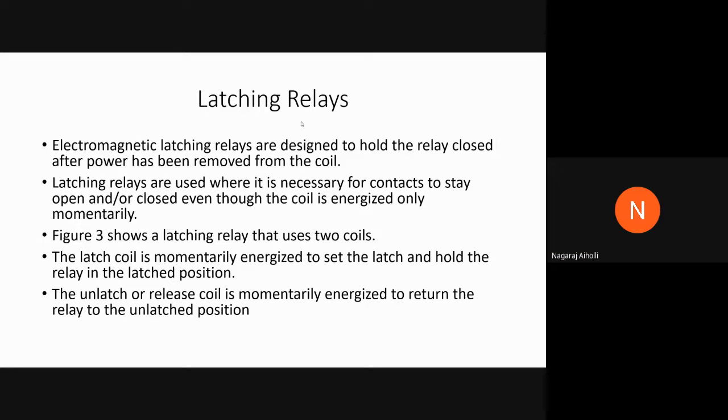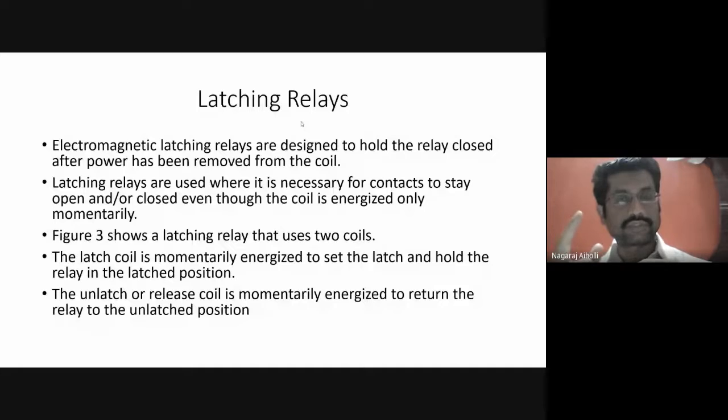When you energize the coil, what is happening there? The contact will get closed. If it is normally open initially, it will get closed. If it is normally closed initially, it will get opened. That is how the relay acts. When the power is removed from the relay coil, it becomes de-energized. Then the contact will not stay closed or open.